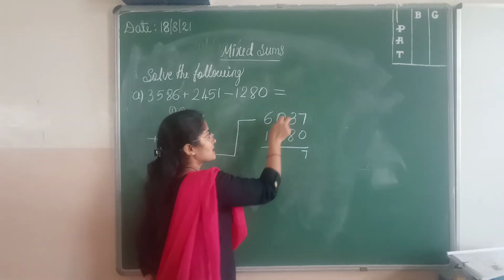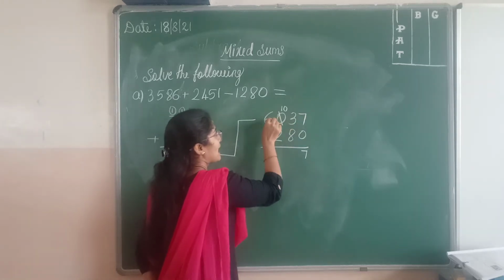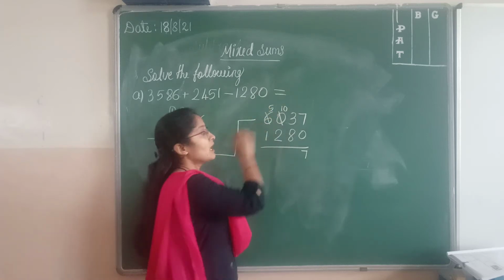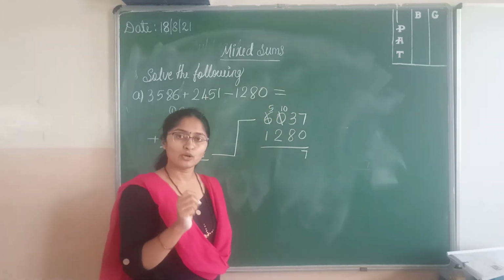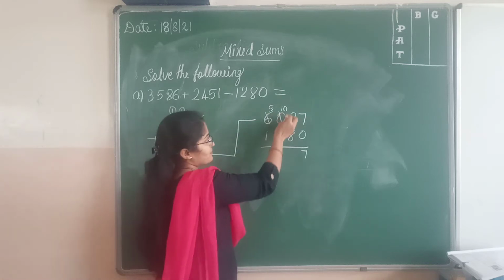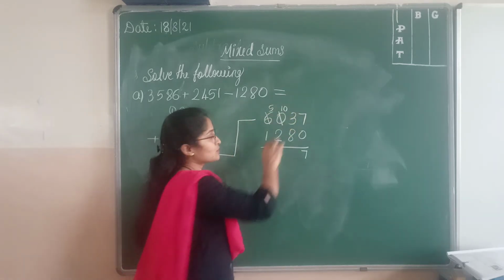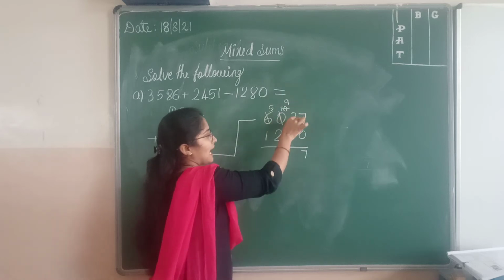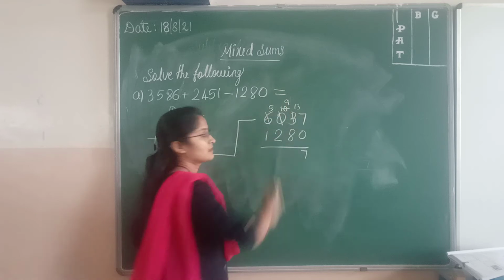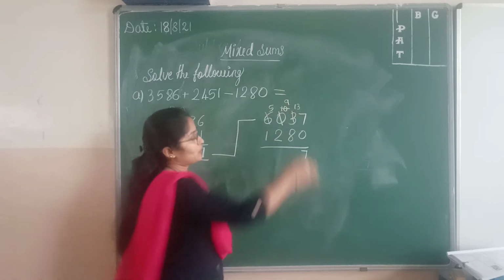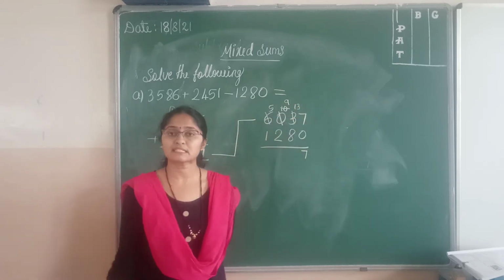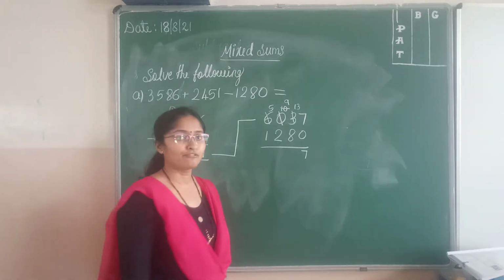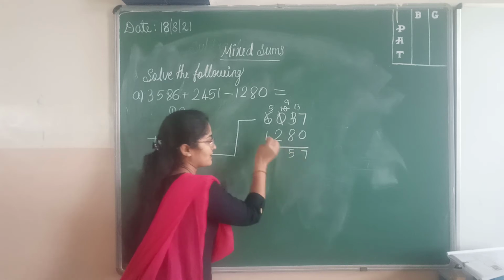When you borrow from 6, the 0 will become 10 and this 6 will become 5. Because when we borrow from a number, we need to reduce 1. We all know that. Yes? So now, we need to borrow from this 10 to the number 3. When we borrow from 10, this 10 will become 9 and this 3 will become 13. Now, subtract 13 minus 8. 13 minus 8 is how much? That is 5. So, write here 5.